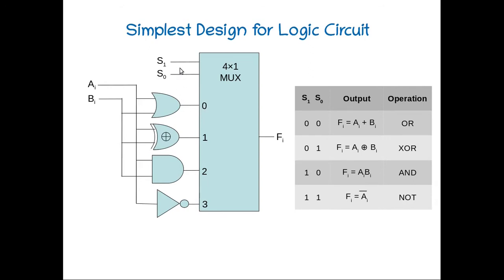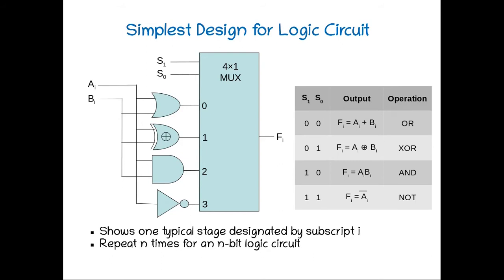Then based on the inputs at the select lines, any one of the functions will be available at Fi. So here, 0 0: the OR operation will be selected. Then 0 1: XOR will be available as output. 1 0: the AND operation will be available. 1 1: NOT, or complement. This shows one typical stage designated by subscript i. We can repeat it n times for an n-bit logic circuit. The same configuration can be repeated n times for an n-bit logic circuit.